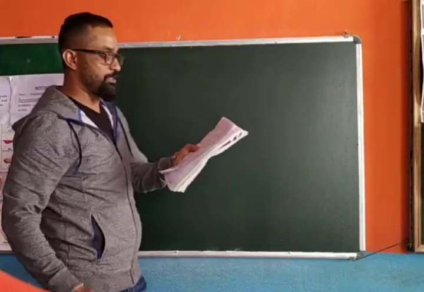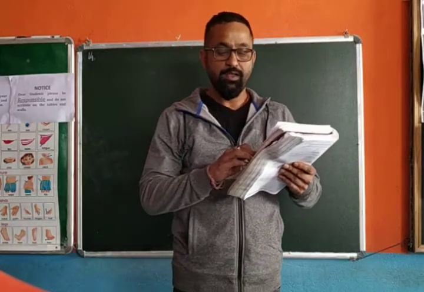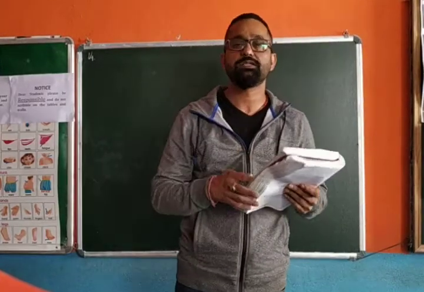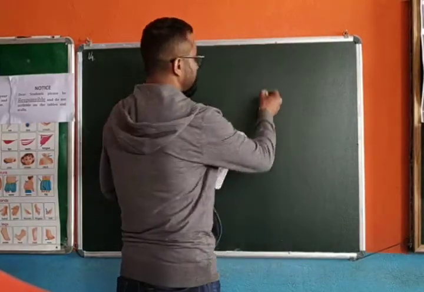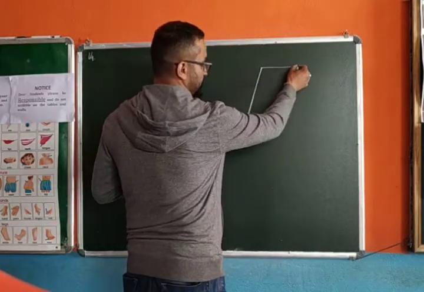Question number 14: you have a figure ABCD, a parallelogram. X is the midpoint of BC. The line AX produced meets DC produced at Q, such that you get ABPQ as a parallelogram. Prove that the triangles are congruent. So you have a diagram given for the question.